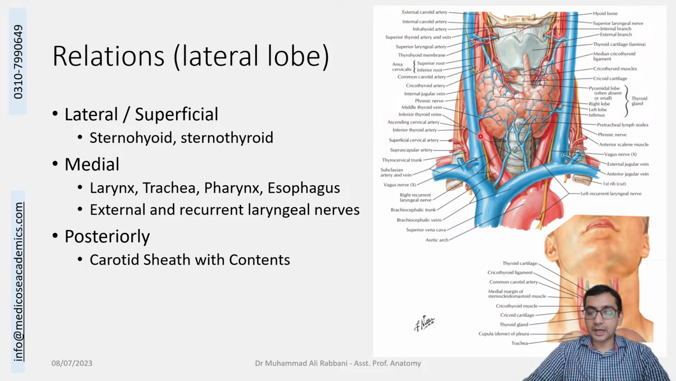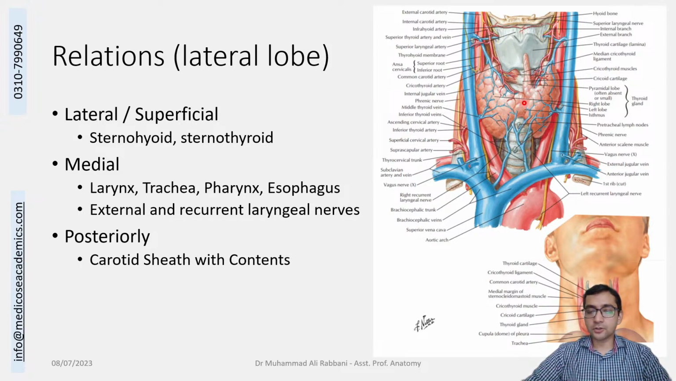Medial to the thyroid gland are the structures it is hugging. Which structures was it hugging? The respiratory structures in front and digestive structures in the back. The respiratory structures include the larynx and trachea, and on the back of the larynx there is the pharynx, and on the back of the trachea there is the esophagus. In addition to that, there are the laryngeal nerves. The ones coming from below are recurrent laryngeal nerves, and the ones coming from above are superior laryngeal nerves, and the part outside the larynx is called the external laryngeal nerve.